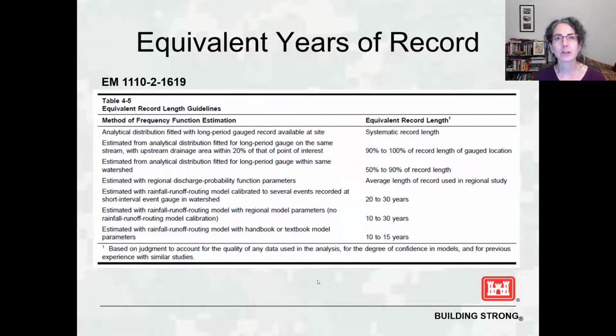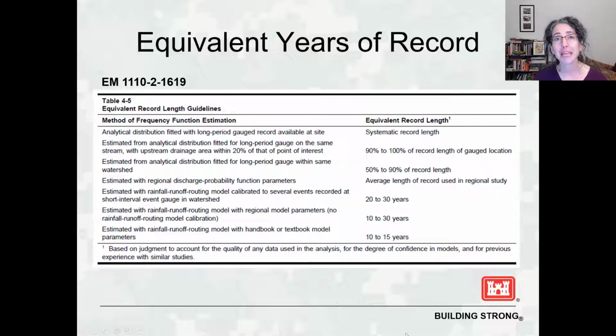Now we need to consider the uncertainty that we have in the resulting flow frequency curve. We're going to parameterize uncertainty based on equivalent years of record. In the same way that we described it when we actually have a frequency analysis, we're going to describe the uncertainty in the curve based on an equivalent years of record.